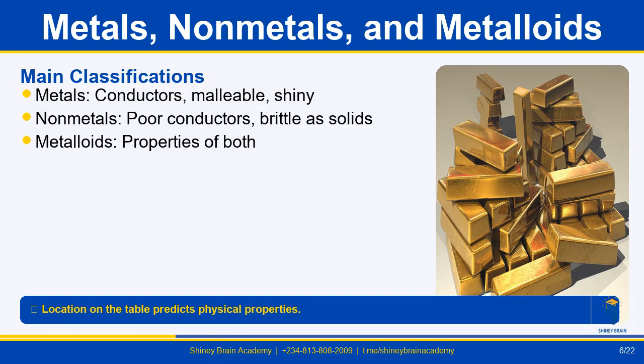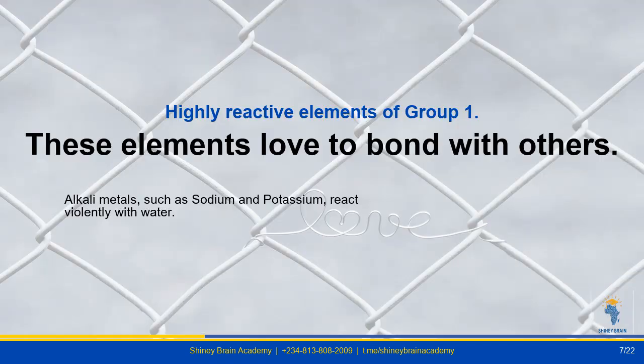The table is broadly split into three main categories. Most elements are metals, located mostly on the left and center, known for being excellent conductors of electricity and heat. On the right, we find nonmetals, which have diverse properties and are essential for life. Finally, running like a staircase through the center are the metalloids, rare elements that exhibit traits of both metals and nonmetals, acting as semiconductors.